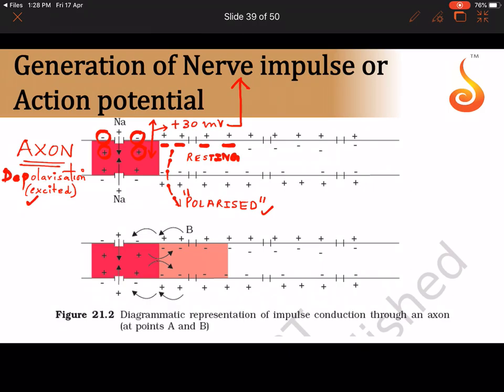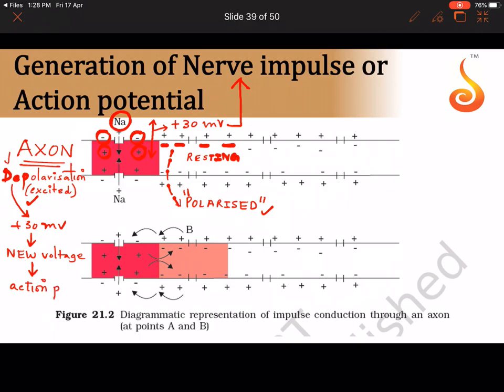And why did it become depolarized? Notice what is flowing in. Sodium ions are flowing in. When sodium ions gush into your axon, the inside of the axon becomes positive, the outside becomes negative, and it attains a state called depolarization. When you attain a state of depolarization, the voltage across the membrane is plus 30 millivolts. This is the new voltage that develops across the membrane when your axon is excited.